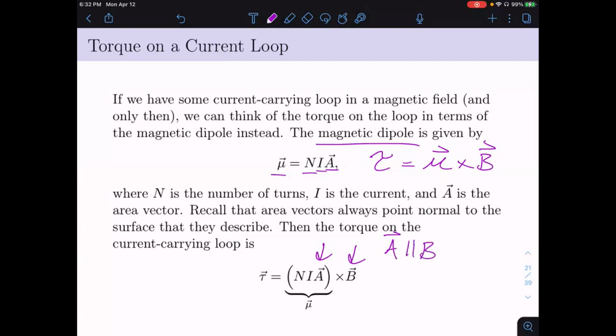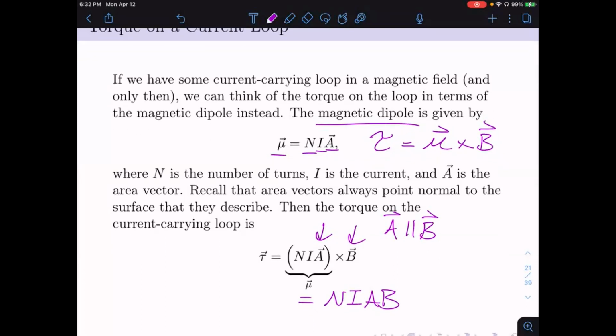Again, more often than not, sometimes we have to toss a sign in there, right? But more often than not, those are already perpendicular to each other. So you'll end up with NIAB fairly often. Not fairly often. But again, don't always just assume that. Make sure that those vectors are perpendicular to each other, and if they are, you can just multiply them together, right?